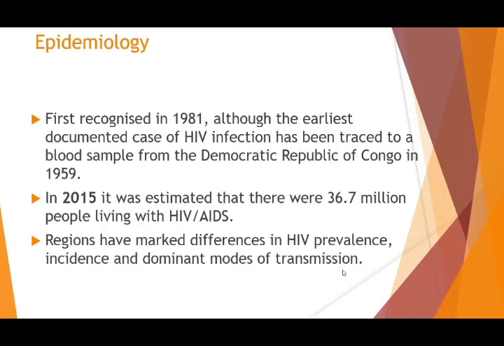In 2015, it was estimated that there were 36.7 million people living with HIV or AIDS. Regions have marked differences in HIV prevalence, incidence, and the dominant mode of transmission. So there are multiple regions in the world that have differences in the HIV prevalence, incidence, and the dominant mode of transmission.